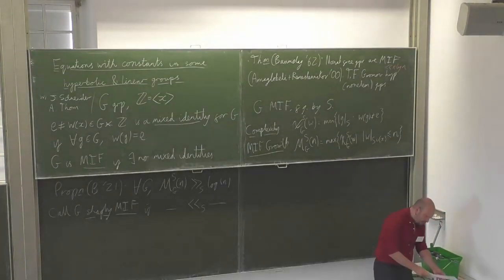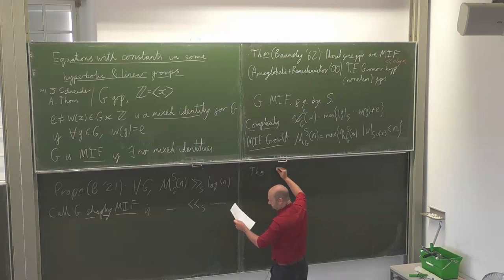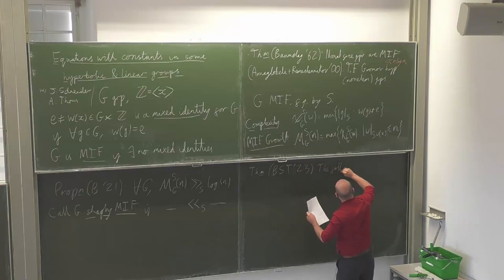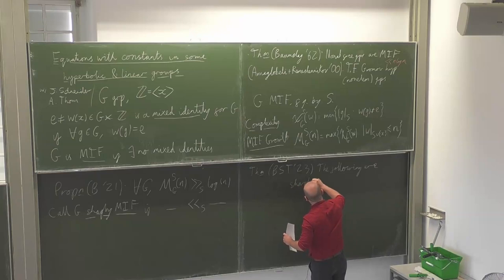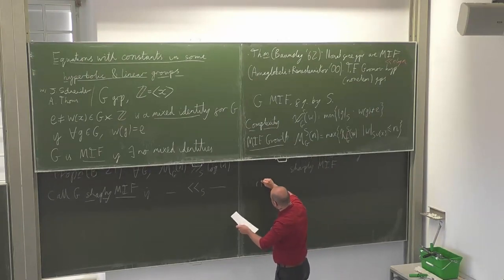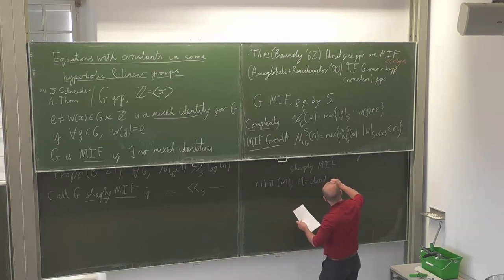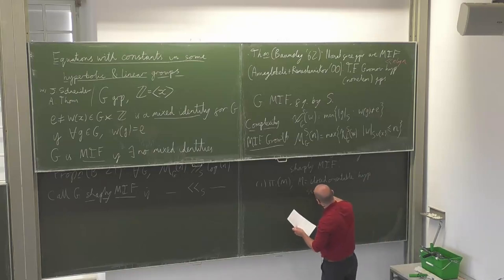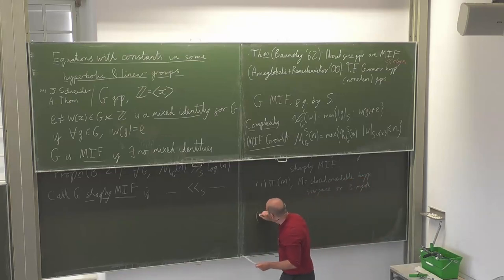But now I can give you some examples of sharply MIF groups, and then I'll say what they are, and then I'll finish. So the new result is that the following groups are sharply MIF. So first, the fundamental group of any closed orientable hyperbolic surface or three manifold, so some hyperbolic groups.